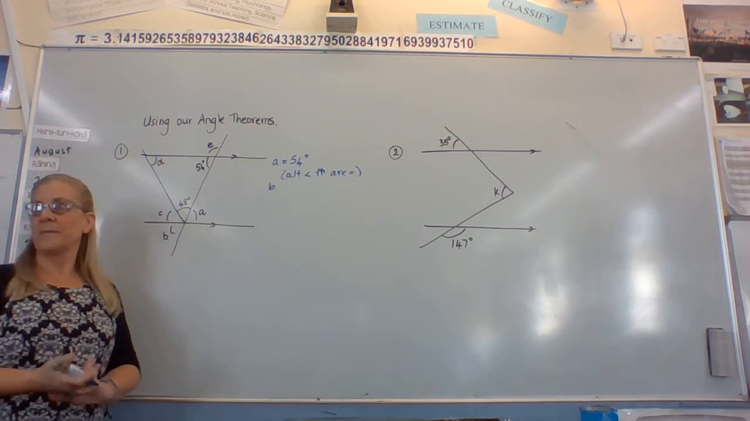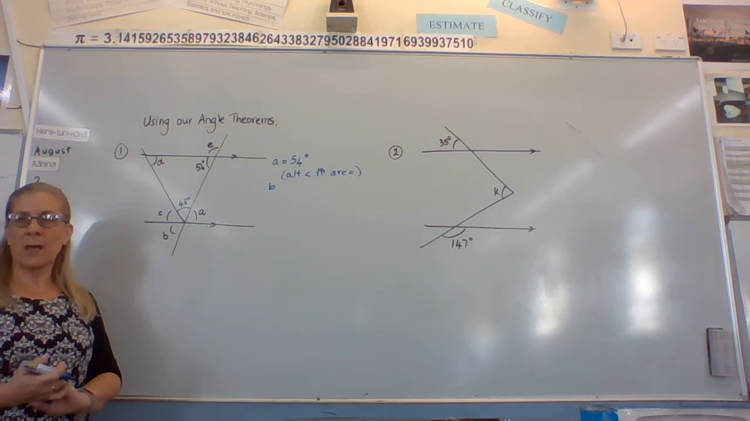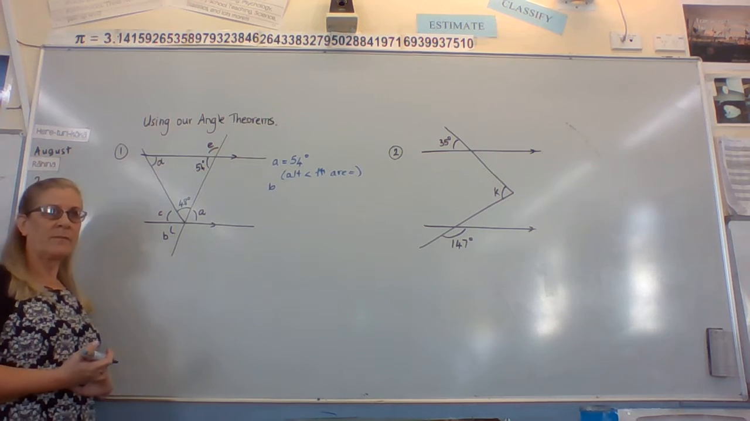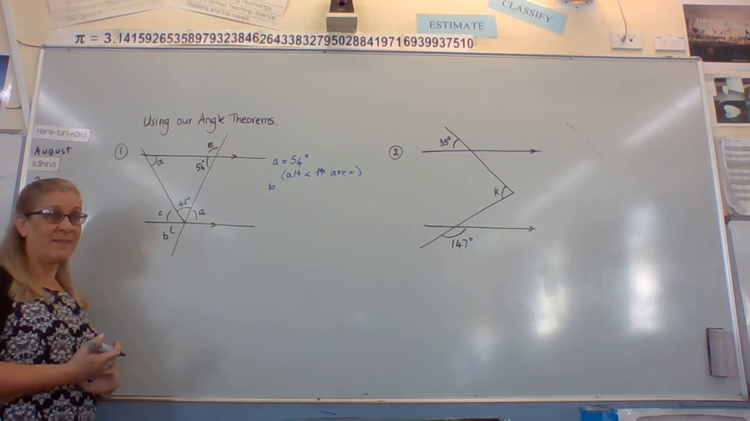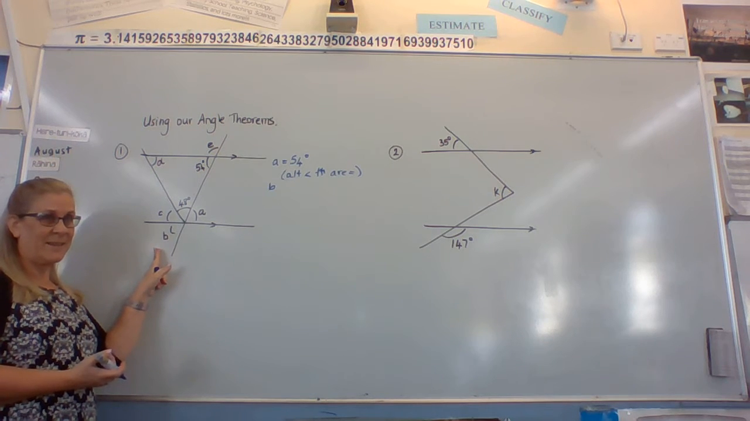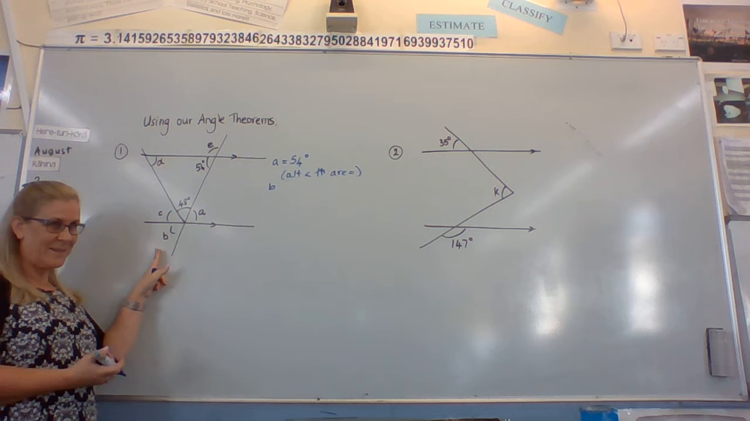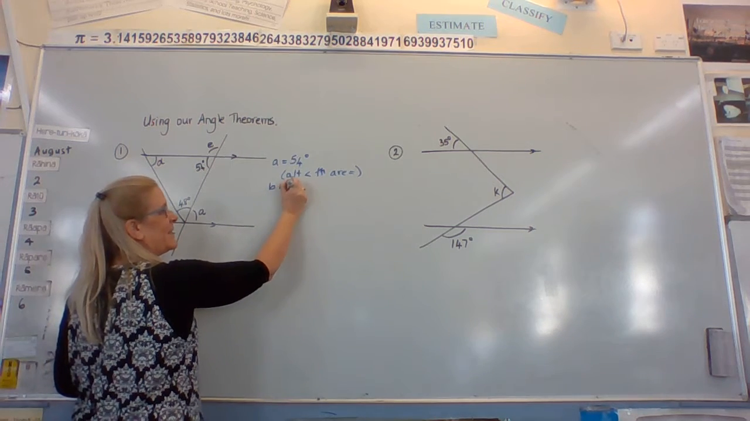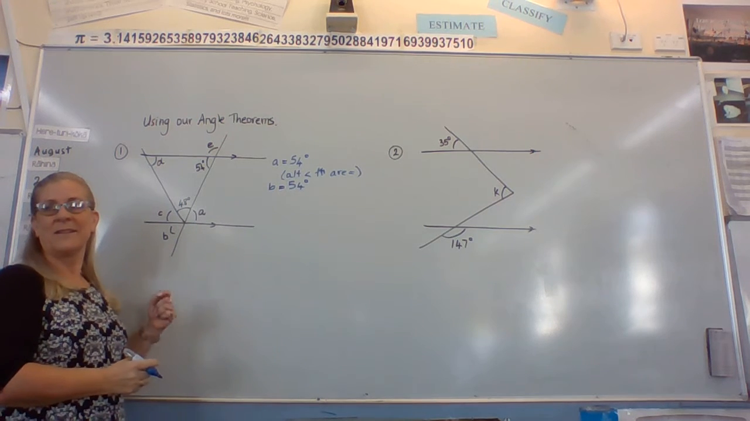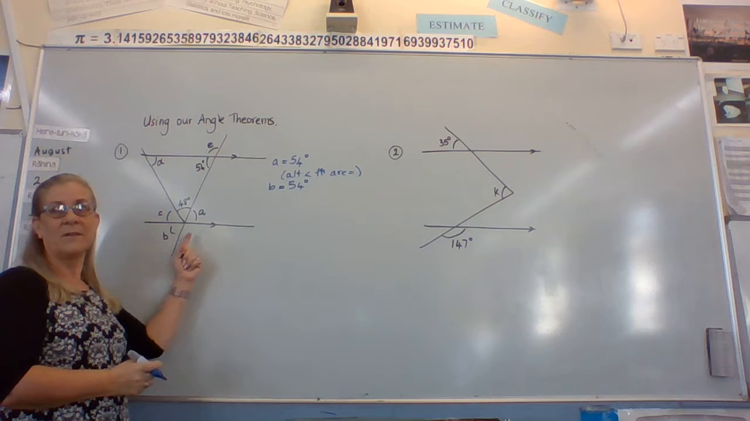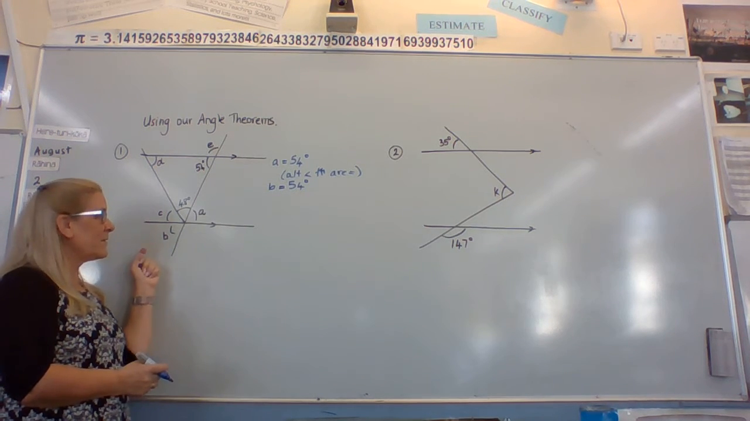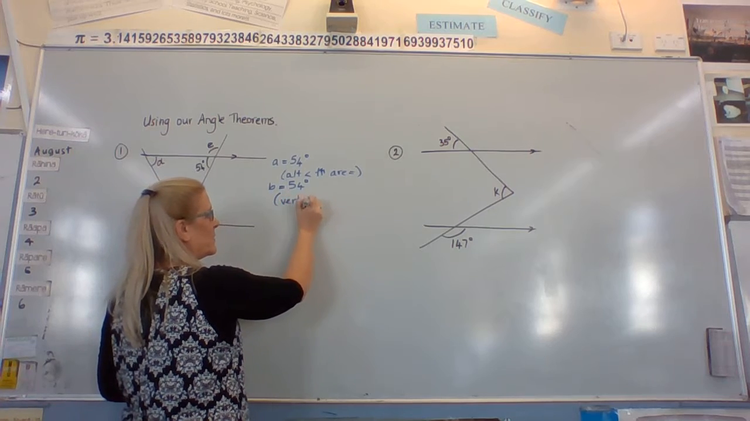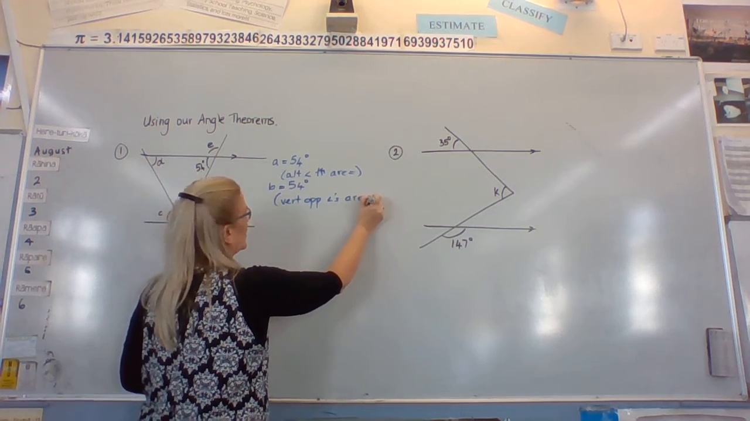B. Somebody different. Find B. What is it? And why? B is, what's A? Okay, go Rebecca. It's 54, and what's the reason? Helen? Vertically opposite angles are equal. Got to know these rules.